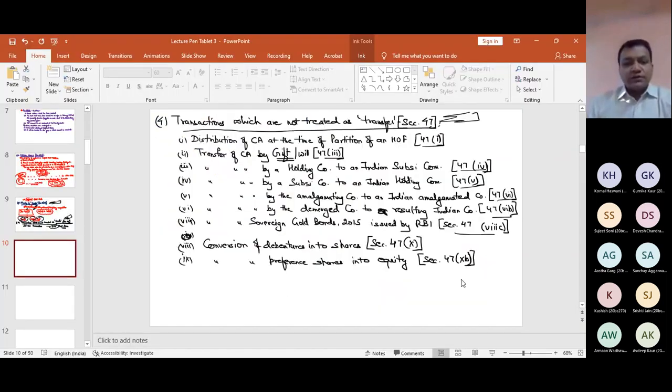These are those transactions which might be within the definition of section 2 clause 47 as transfer. But section 47 is supreme, which says that these transactions will not be treated as transfer for the purpose of computing income under the head capital gains. And I think we should end the discussion now.